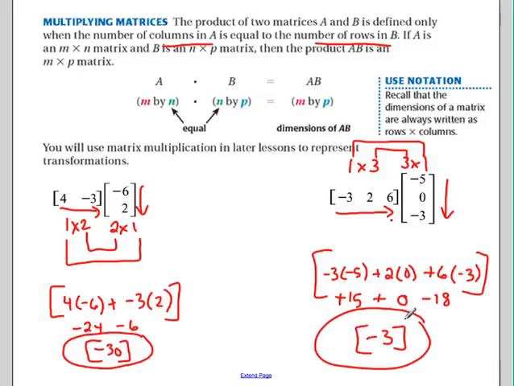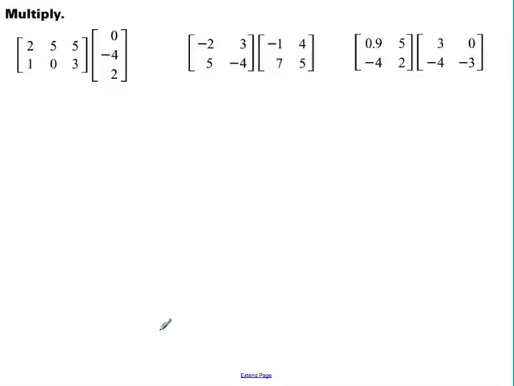Boom, that's it. And again, this is a 1 by 1 matrix, and this is a 1 by 1 matrix. They're not always going to be 1 by 1 matrices. That'd be way too easy. So let's check out some more complicated ones.